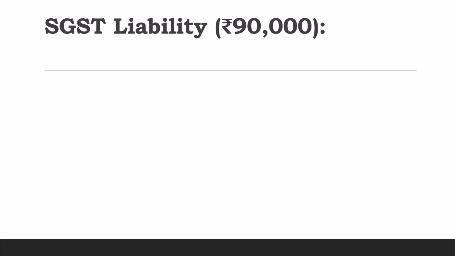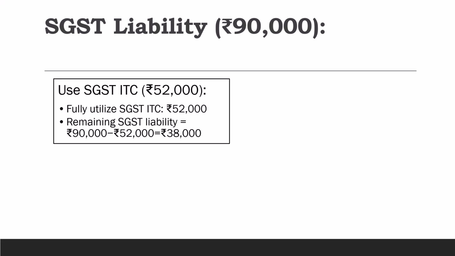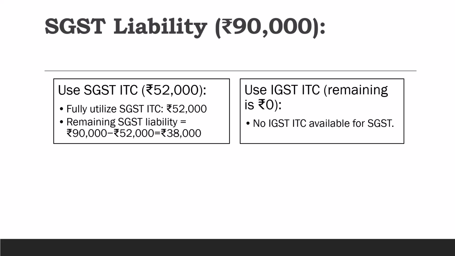Okay. Then we have SGST liability, which is 90,000 rupees, which we calculated. So use the SGST ITC, which is 52,000. Fully utilize SGST ITC credit 52,000. Remaining SGST liability will be 38,000. Okay. So his liability was 90,000 and he has an ITC credit of 52,000. So that means he has to pay 38,000.